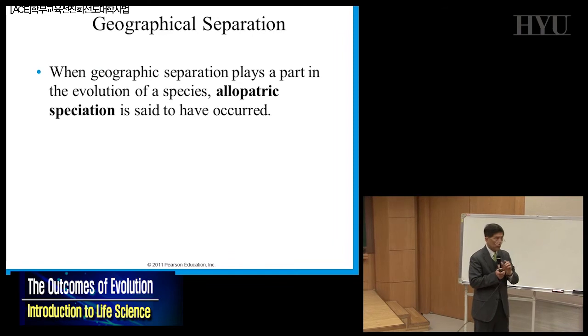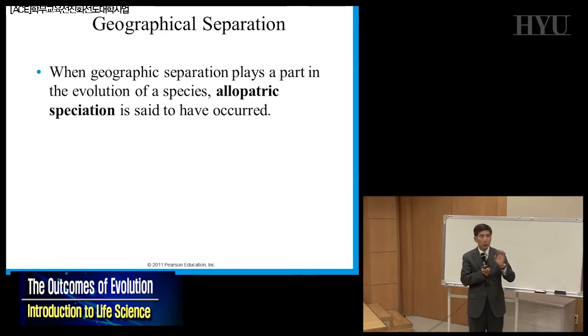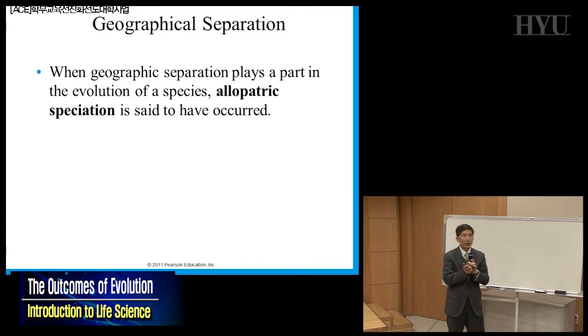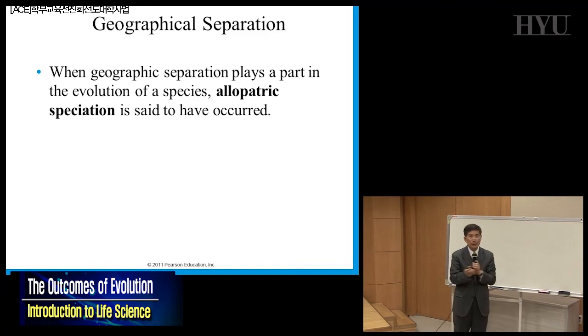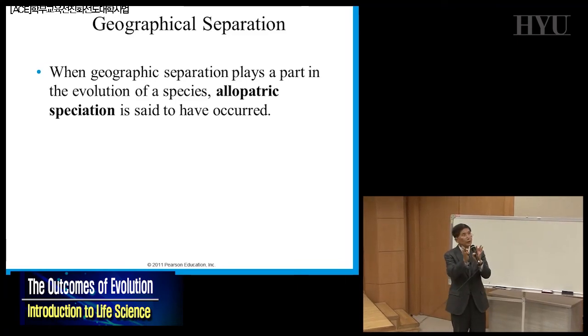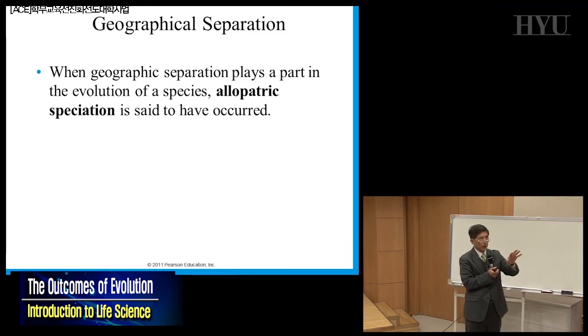The new word is called allopatric speciation. Speciation means you're making new species. How? Allopatric. Patric means place. We talked about this word, allosteric. Do you remember? It's a different place, not the same place. Because they change their places, that's why they become two different species.